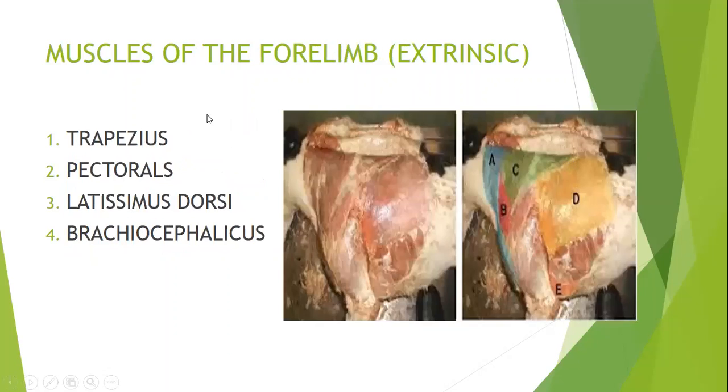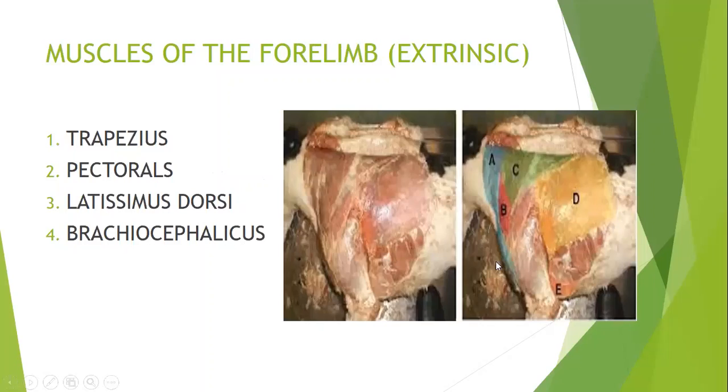Now we go to the muscles of the forelimb, and these are the extrinsic ones. So I have here a colored one. This is the non-colored one, so you can see how they look. So we have the trapezius. This is the trapezius muscle. We have the pectorals. We have the latissimus dorsi. This is the latissimus dorsi. And we have the brachiocephalicus, which is this one.